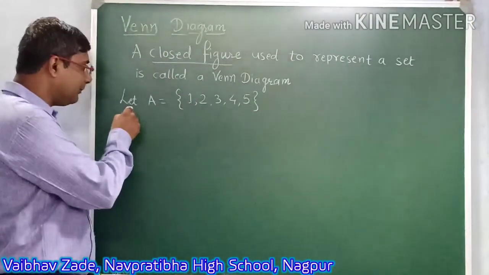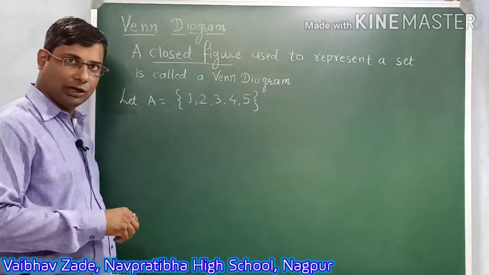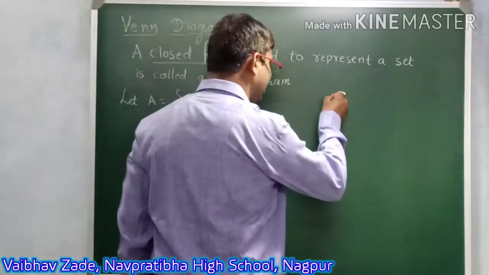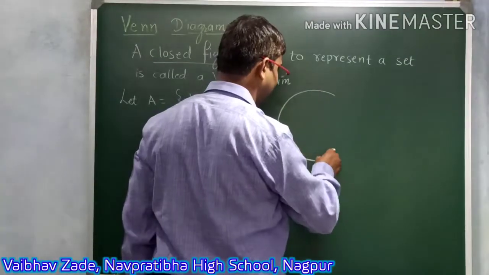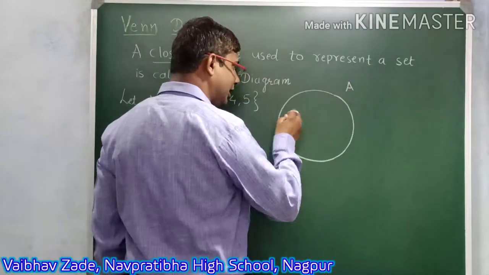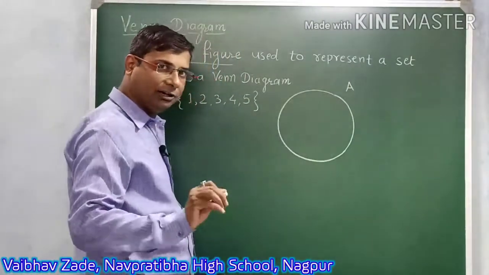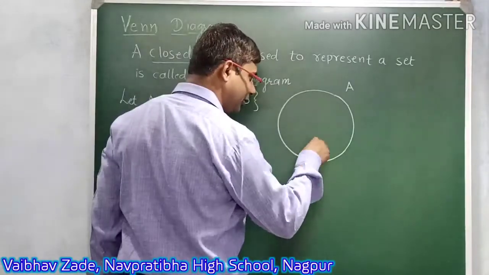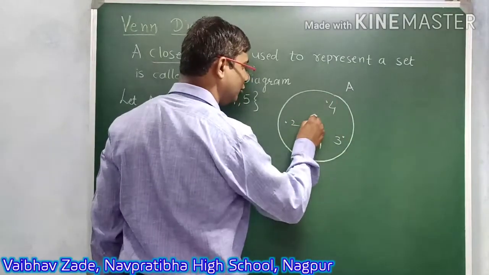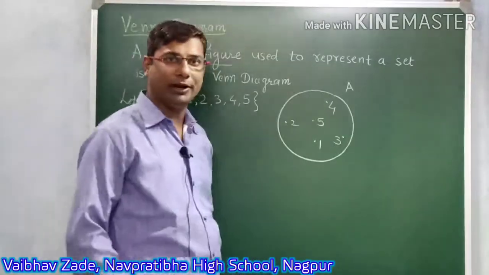So first, for example, let A equal 1, 2, 3, 4, 5. This is the set. I can represent this set in a diagram, just like I draw a circle. This is your set A, and I write all these elements of set A in this circle. I can write them randomly, anywhere. I just take a point for each: 1, 2, 3, 4, 5. So this circle is called a Venn diagram.